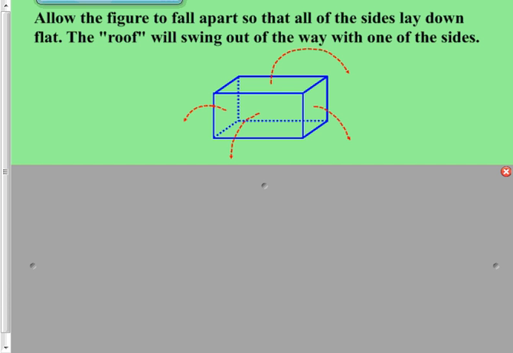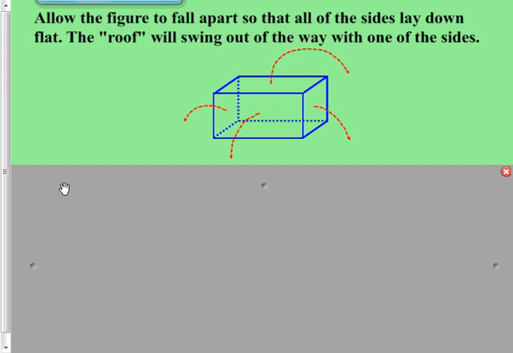Well, that's your net right there. But we're going to do this in such a way that no polygon lays on top of another polygon. That means that the roof of your solid is going to have to swing out of the way. We cannot allow it just to drop straight down onto the floor of the prism. It's got to get out of the way so that they can each have their own space laying down on the table.